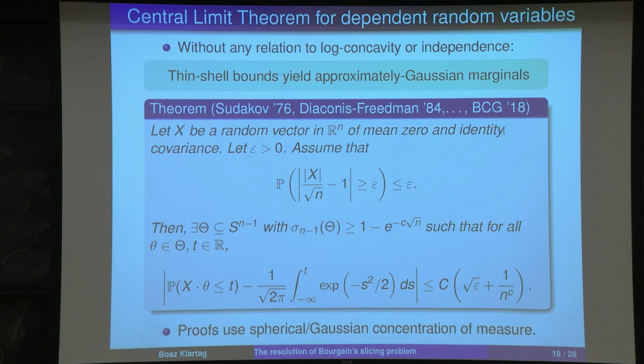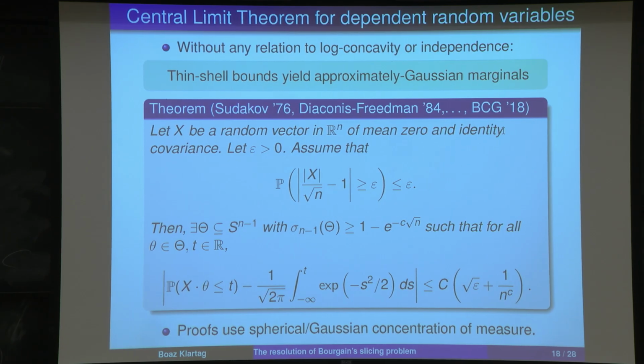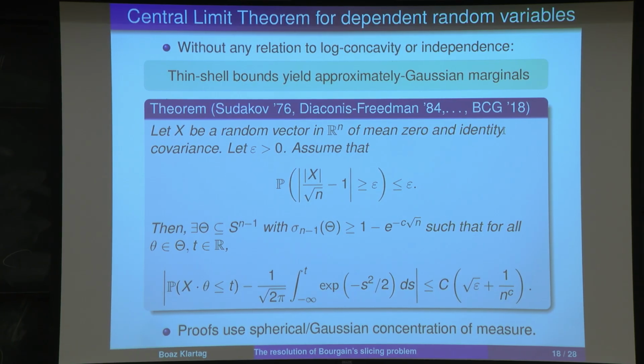Another important thing about the thin shell phenomenon, and the reason why it was introduced, was that it implies a central limit theorem for dependent random variables. So if you have random variables with some distribution in R^n, which is not log-concave and not independent, just any distribution, then the property of having lots of approximately Gaussian marginals is more or less equivalent to the property of having your mass in a thin spherical shell.